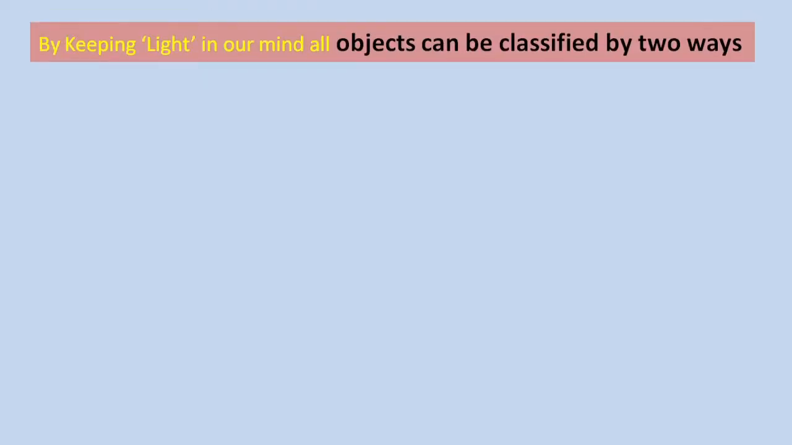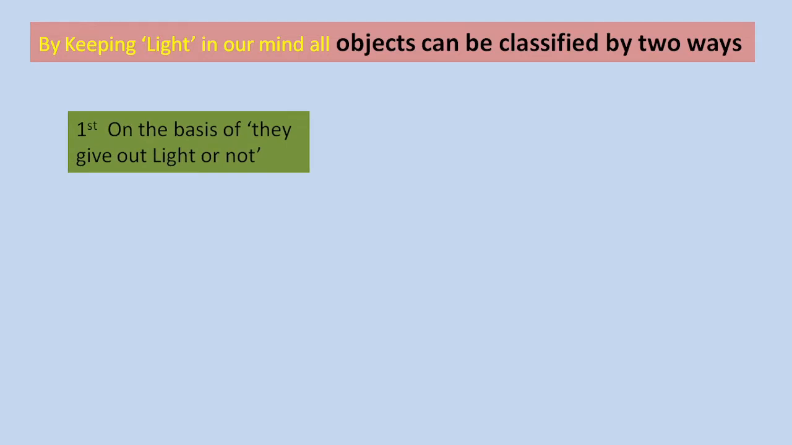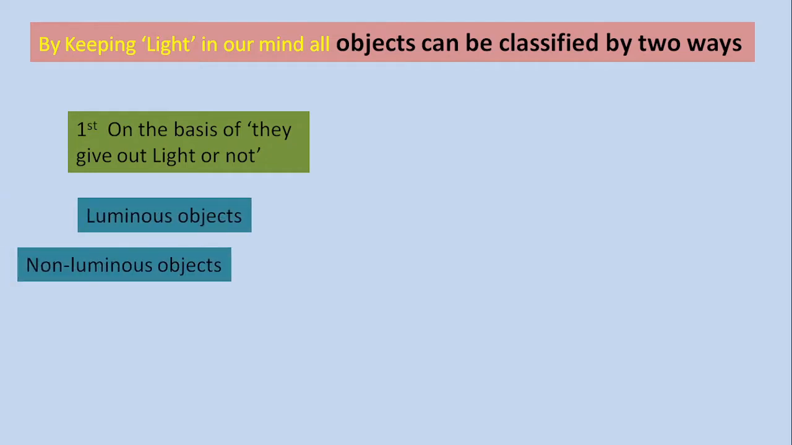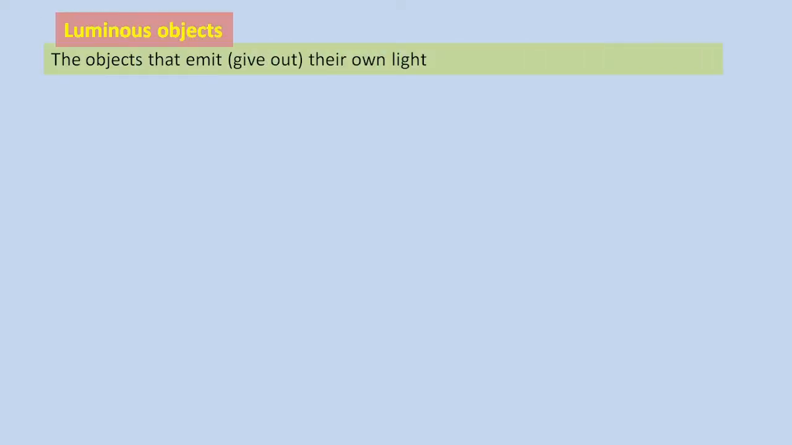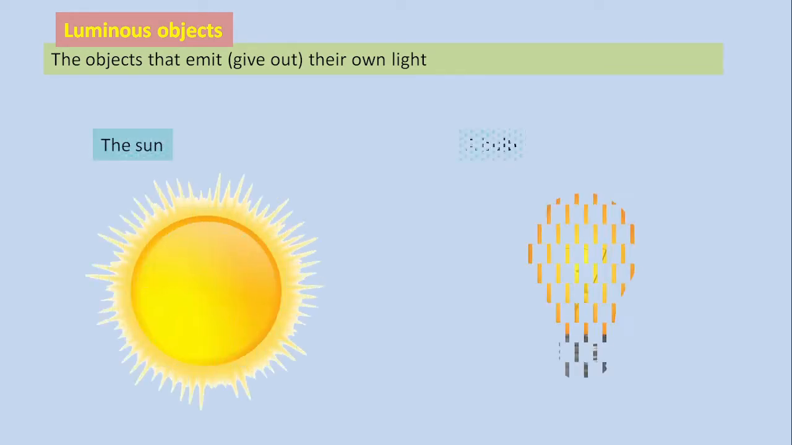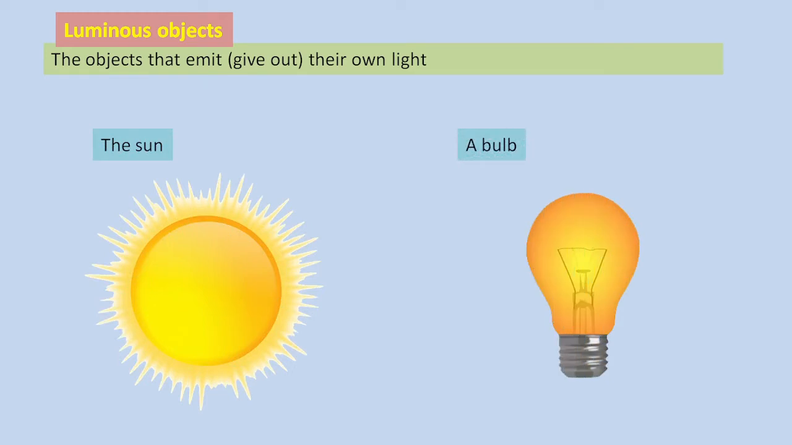By keeping light in our mind, we can classify objects in two ways. First, whether they give out light or not. According to this classification, objects are of two types. First, luminous objects and second, non-luminous objects. Let us discuss them one by one. Luminous objects are those objects that give out their own light. For example, the sun and a bulb are luminous objects.